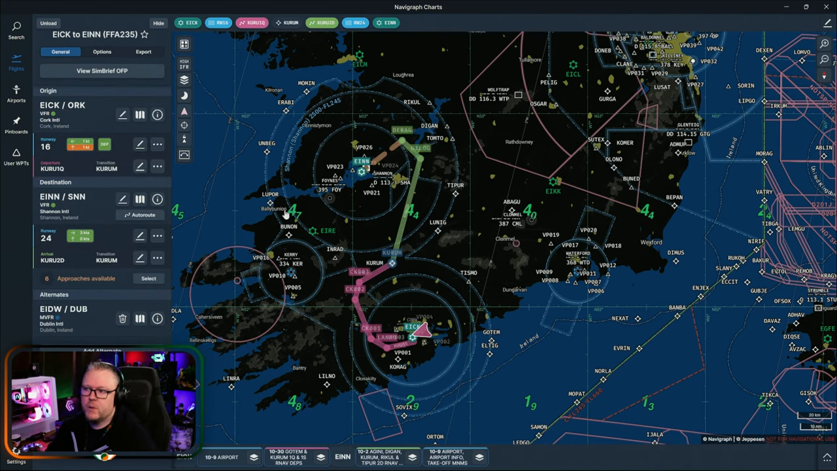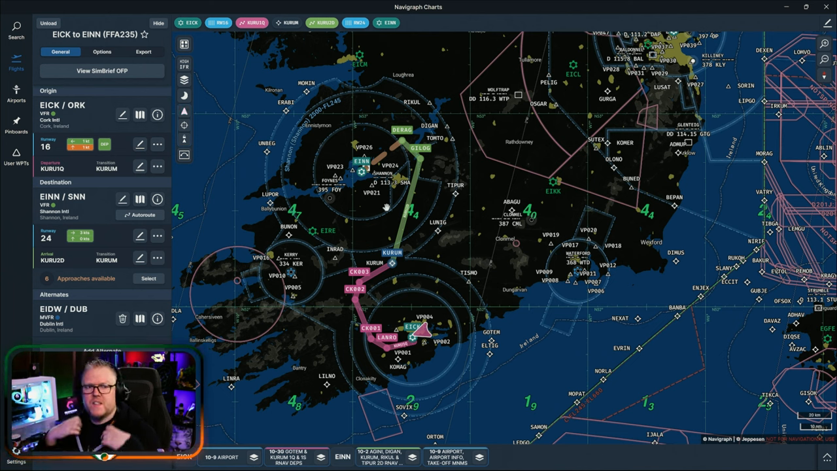But anyway, we're going to have a quick look here. This is what our flight is going to look like tonight. Now, we'll go through all of this on SimBrief, so we'll plan the whole thing together.